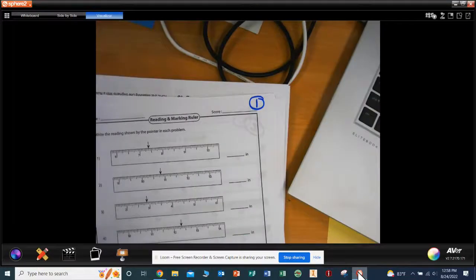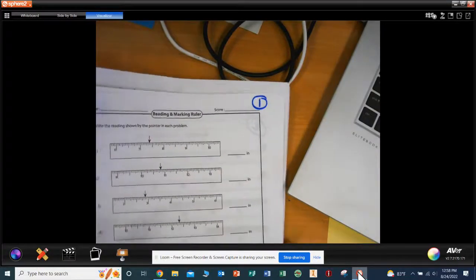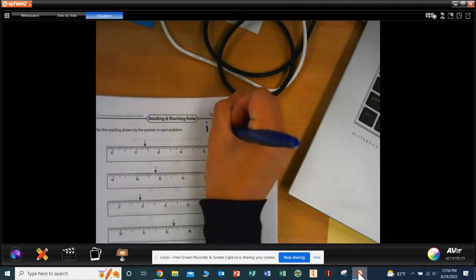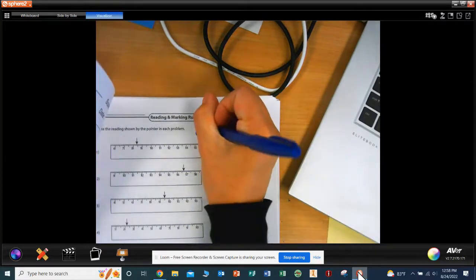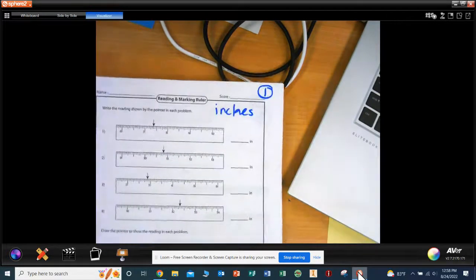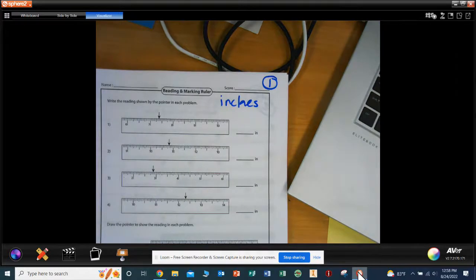All right, so this is the packet. The first one is inches, so it's a little bit harder because it's inches. This page is centimeters, so that one's the easiest one to do. All right, so for the first part, every time you deal with an inch ruler, you have to determine the denominator. You have to determine if it's out of 16, out of 8.